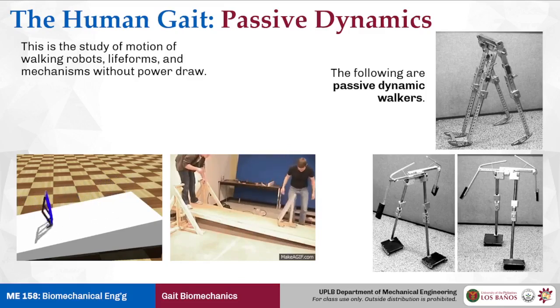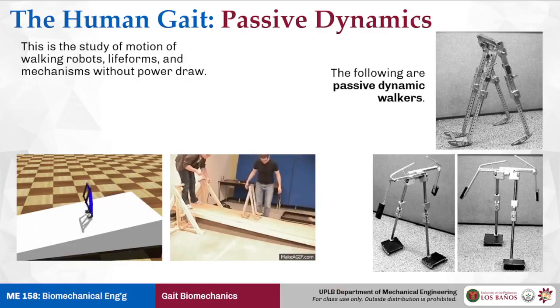Another application of this is for walking robots. These robots do have powered walking systems as well, but if you can design passive dynamic walking into your bipedal robot, you can save a lot of power when you are walking on an incline.